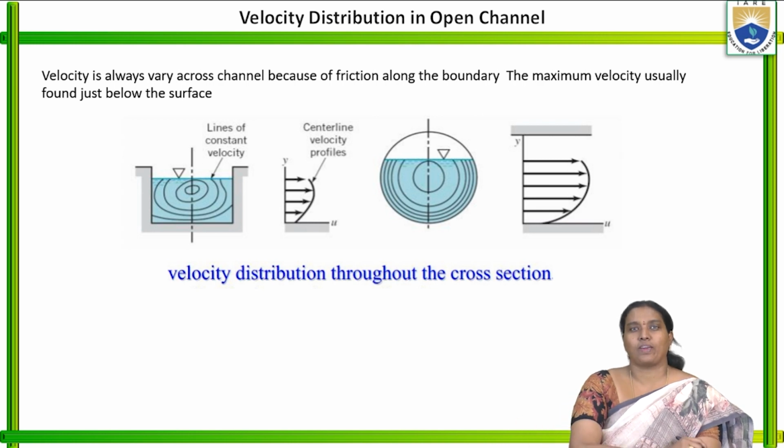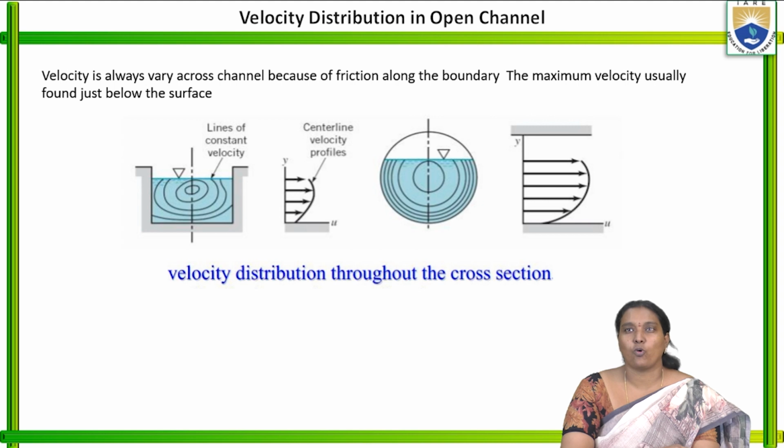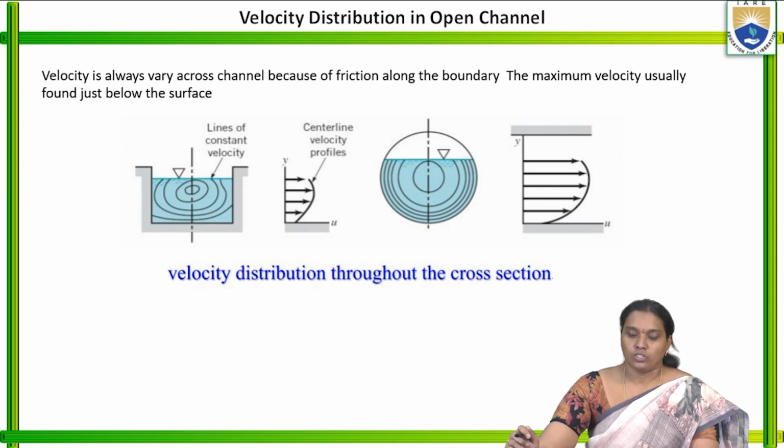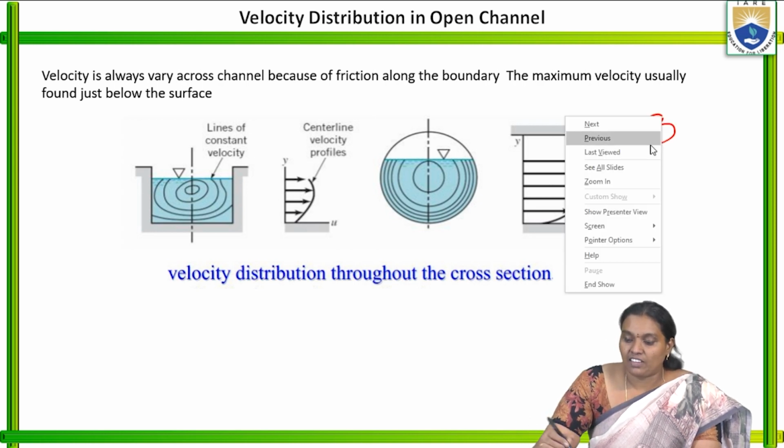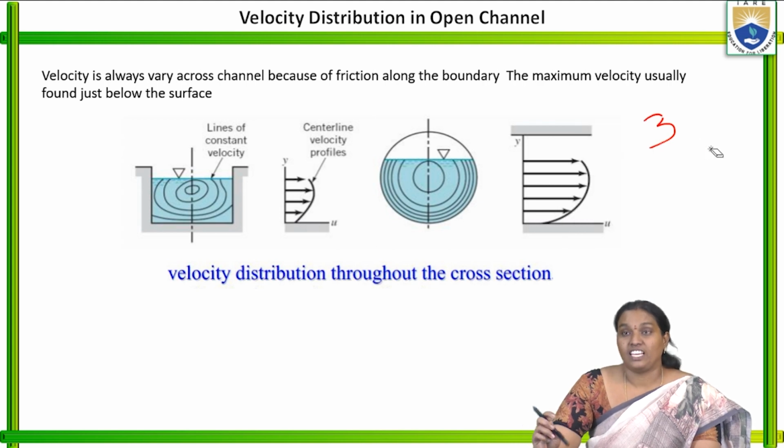Today our topic is velocity distribution in open channel. Coming to open channels, the velocity distribution plays in various directions, most probably in three different ways. Of those, we are considering longitudinal only. Velocity distribution is done in three different ways.